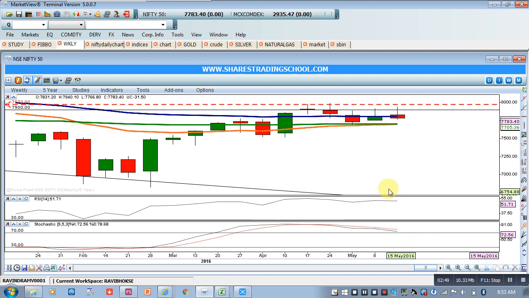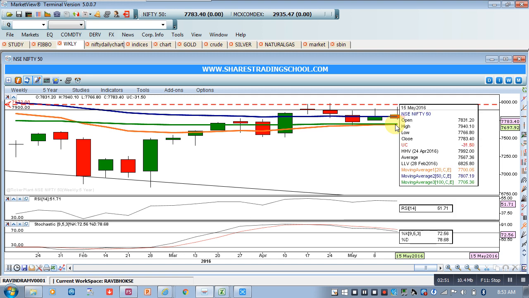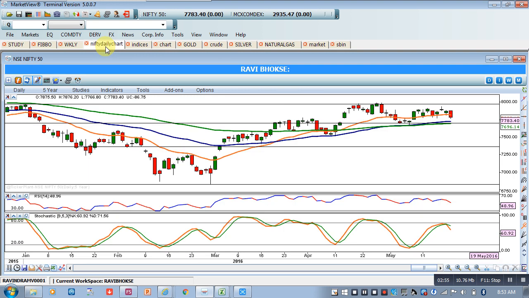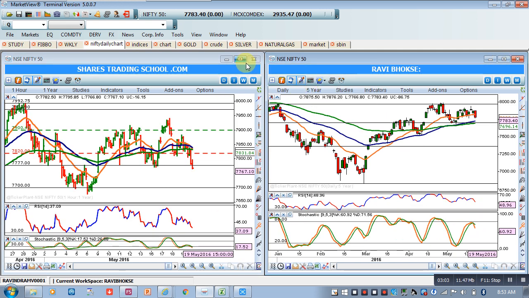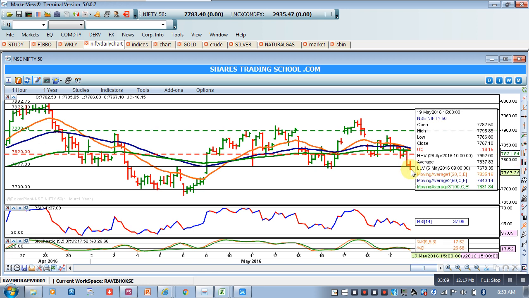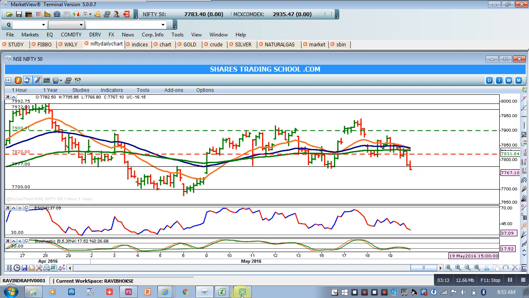As far as the weekly chart and daily chart are concerned, both are suggesting that the next support, like this 7700, is likely to be touched today or in the coming week. On the Nifty hourly chart, yesterday's last bar closed exactly near its low. However, stochastic is showing an almost oversold level. RSI is around 37, so probably it's an oversold condition as far as the hourly chart is concerned.